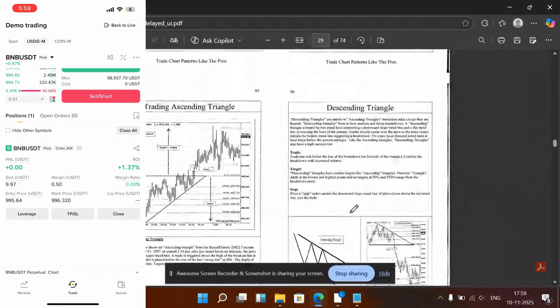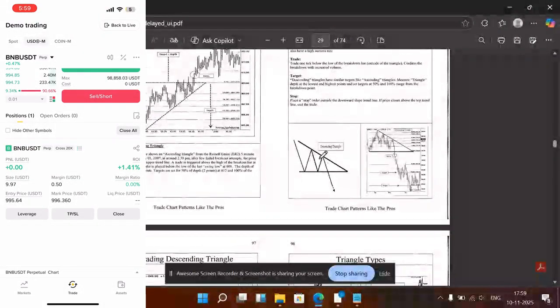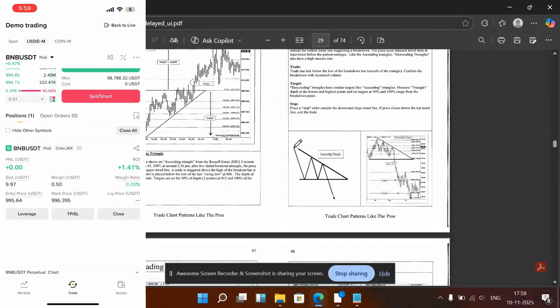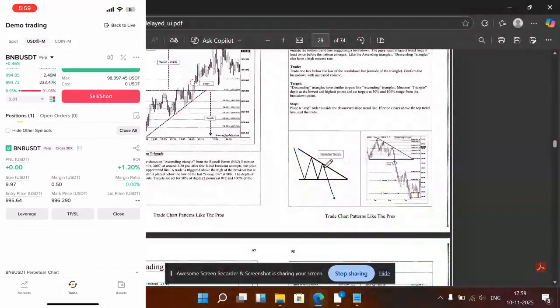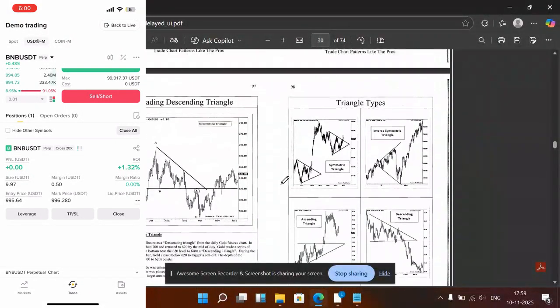Okay. Now let's look at the descending triangle. Perfect. Now you guys can actually see this is also a continuation pattern. How is it a continuation? It is a bearish confirmation. Now if this would have come from here, then the triangle wouldn't even have formed. It should be like this. Then it could have been like that. But otherwise if it would be like this, then the pattern would not even have formed.